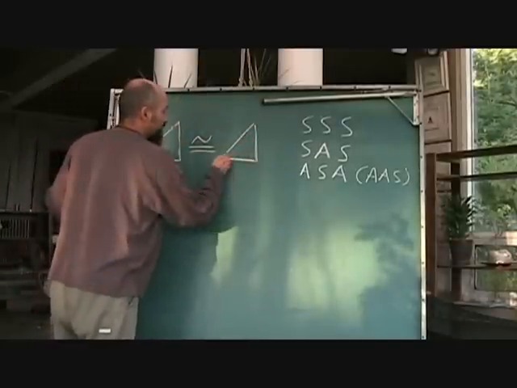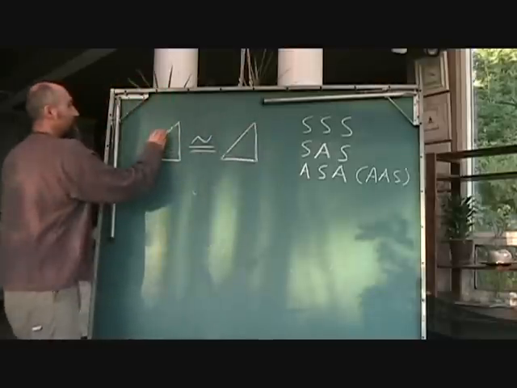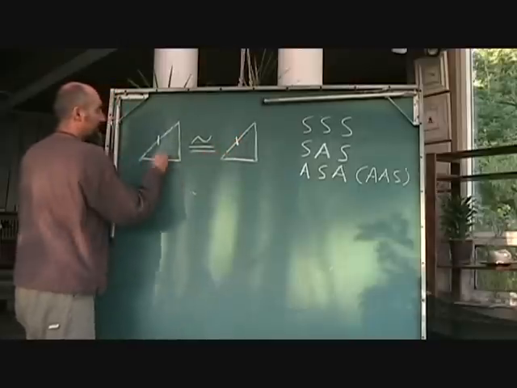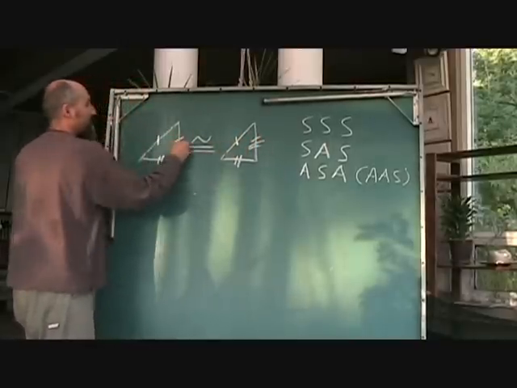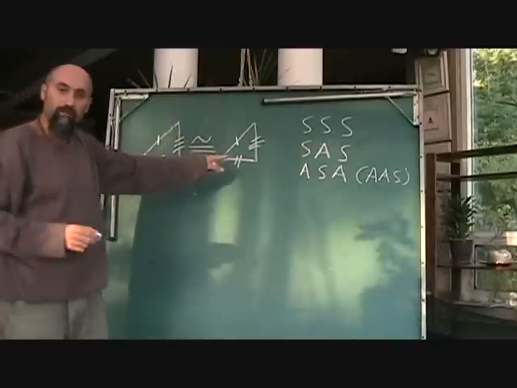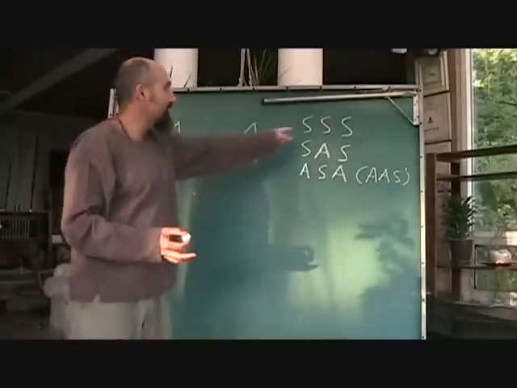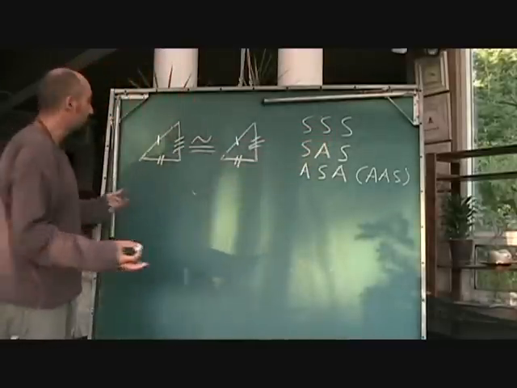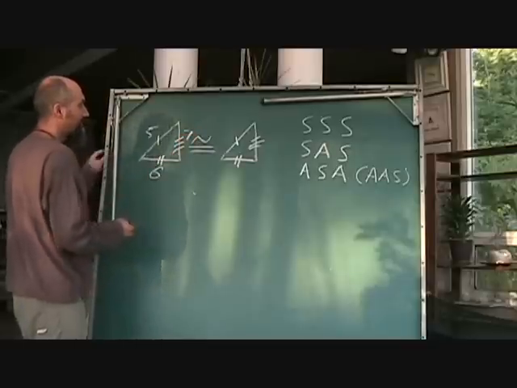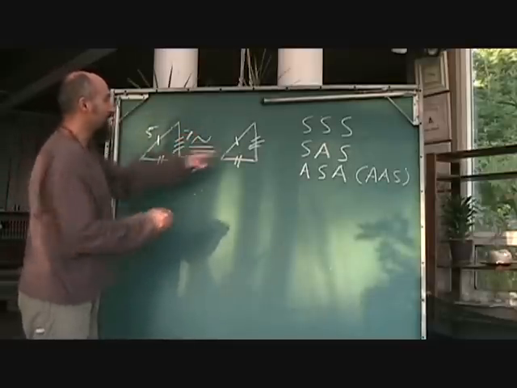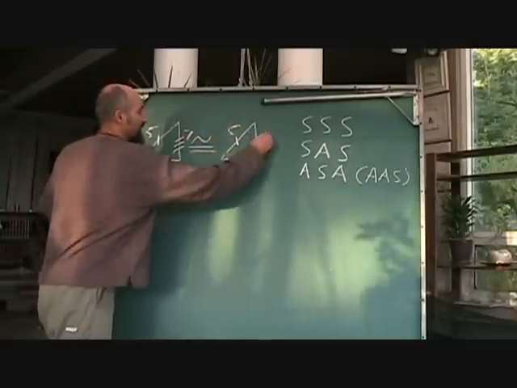Here's our triangles. Now if they tell you this side is equal to this side is equal to this side, and this side is equal to this side, then these two triangles are congruent, because you have side, side, side. Their sides are going to be the same. So if they tell you that this is 5, this is 6, and this is 7, then you know that this is 5, this is 6, and this is 7.